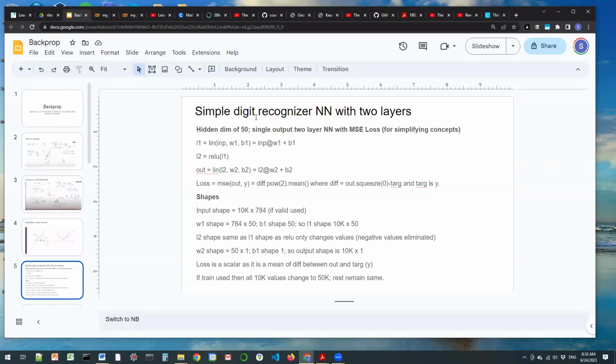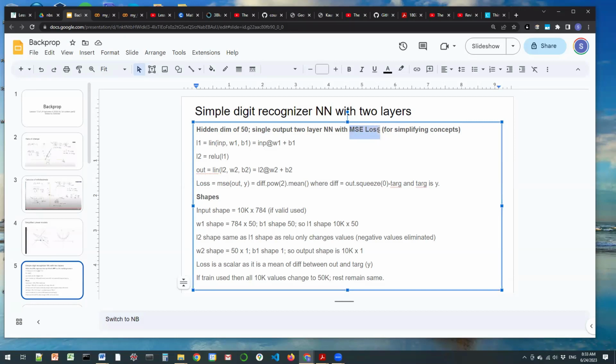But before that, let's work through what I have talked about in the notebook. What we're building is a simple digit recognizer, right? A neural network with 2 layers, with a hidden dimension of 50 and a single output. And the loss, we're assuming, is an MSE loss. There is a reason why we do that: it's to keep our math simple.